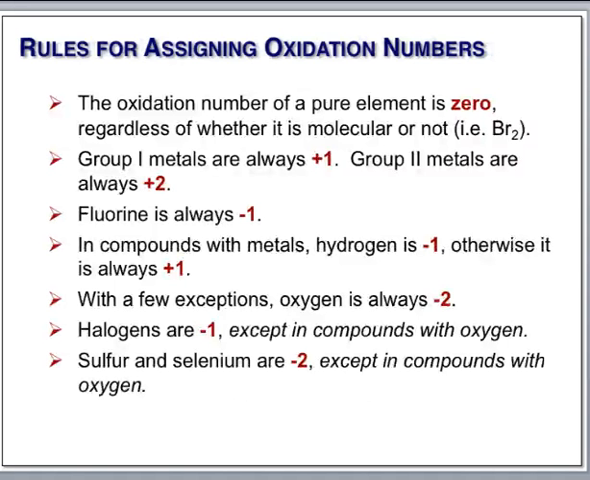Pure elements are 0, same as they are on the periodic table. Group 1 and Group 2 are always 1 and 2, just their ionic charges. Fluorine is our most electronegative. It will always grab the electrons, and it will always be a -1. All right, so those 3 are really simple.